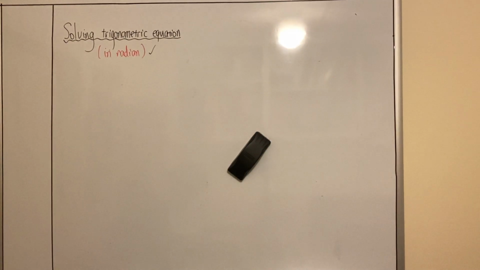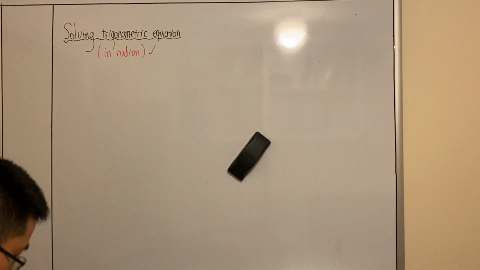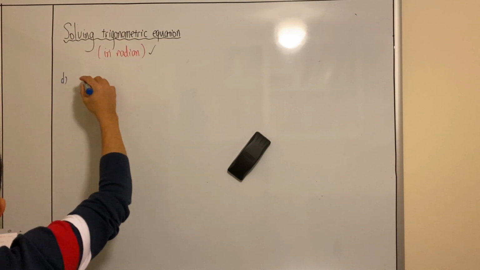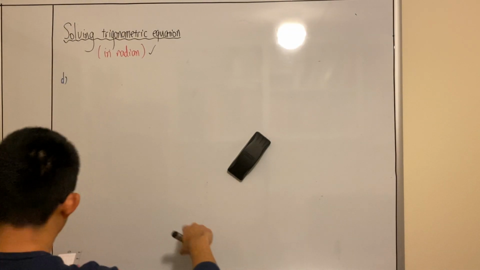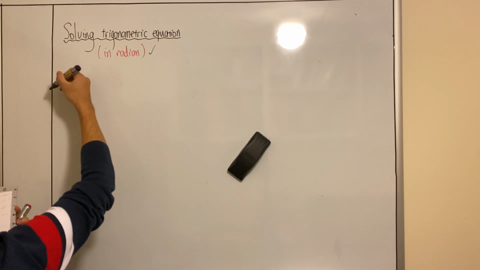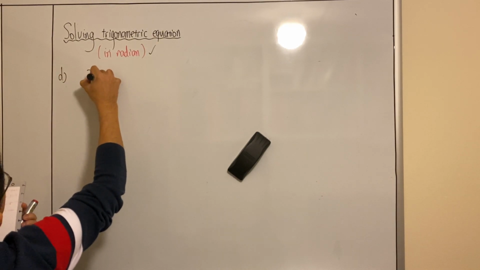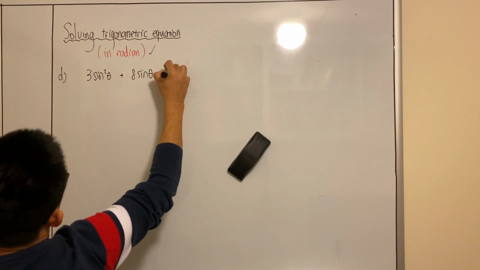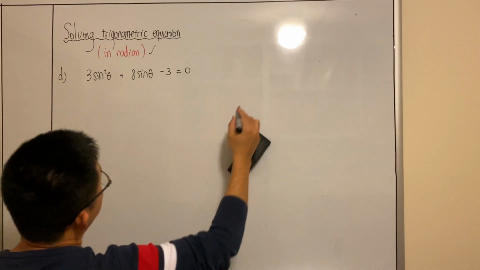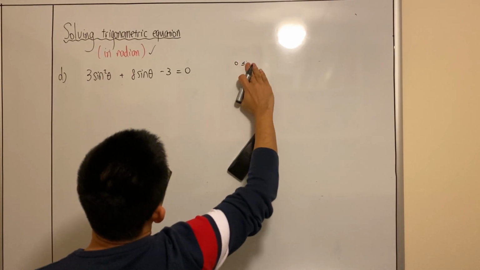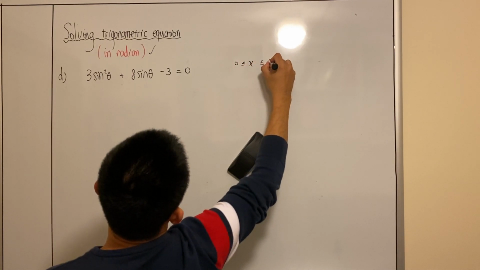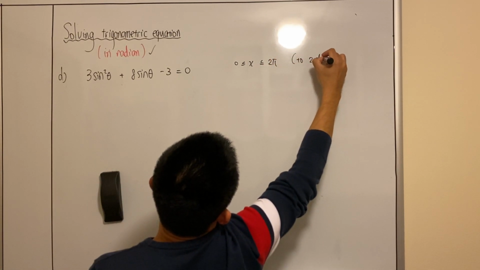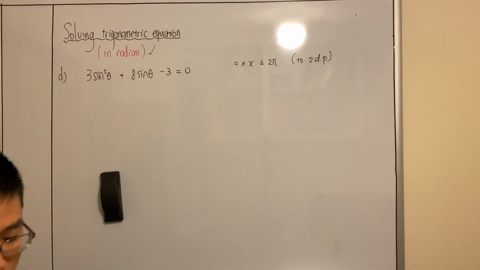All right, so the next question looks like it's pretty easy. Question D. It's a simple one here. Use a different color. 3 sine square theta plus 8 sine theta minus 3 is equal to 0. And the question asks you to leave your answer from 0 to 2 pi in radian, to 2 decimal places, to 2 dp.